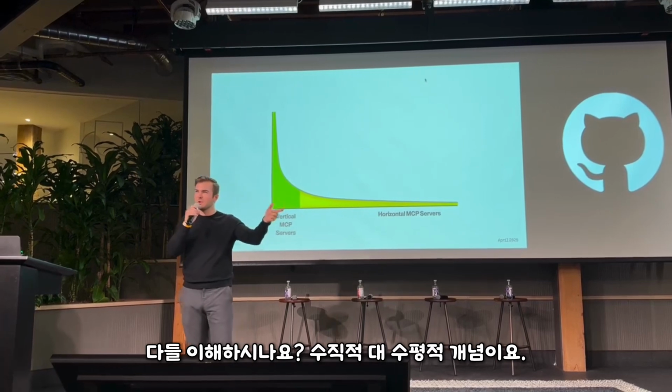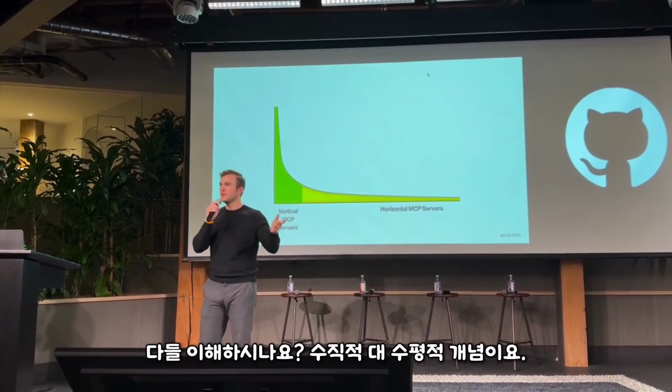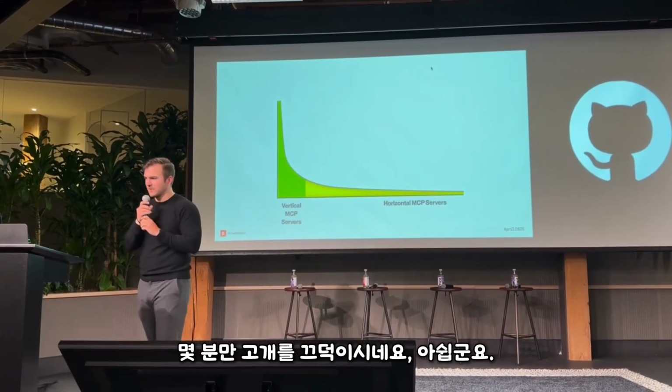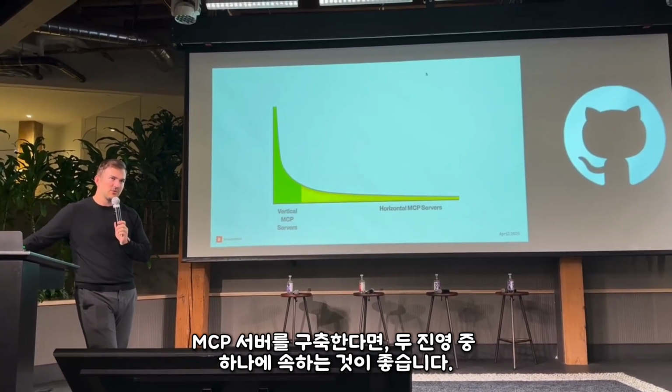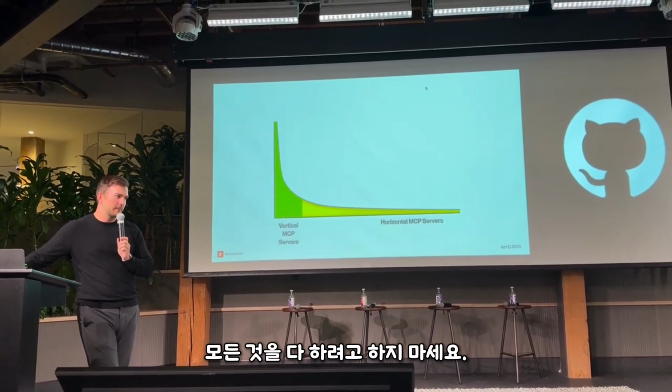Is everyone getting that? The vertical versus horizontal, nod your heads, hopefully? Okay, I'm seeing a few nods, great. So think about that if you're building MCP servers. I think you kind of want to be in one of these two camps. Don't try and do everything.